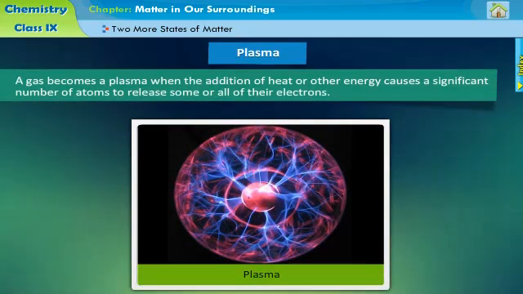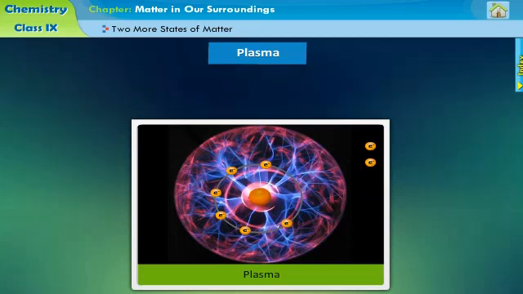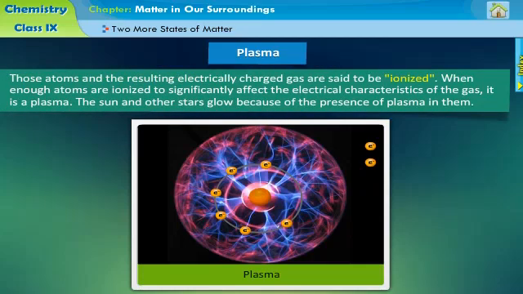A gas becomes a plasma when the addition of heat or other energy causes a significant number of atoms to release some or all of their electrons. The remaining parts of those atoms are left with a positive charge, and the detached negative electrons are free to move about. Those atoms and the resulting electrically charged gas are said to be ionized. When enough atoms are ionized to significantly affect the electrical characteristics of the gas, it is a plasma. The sun and other stars glow because of the presence of plasma in them.